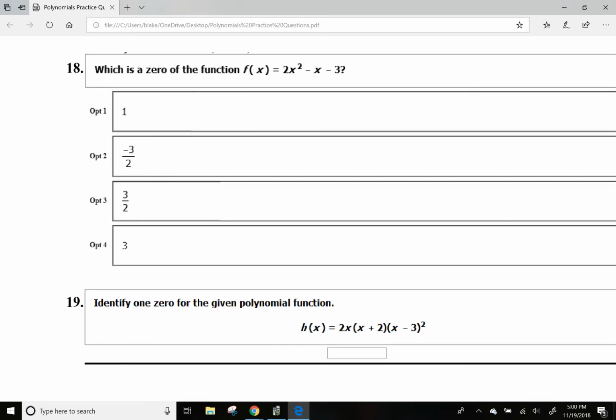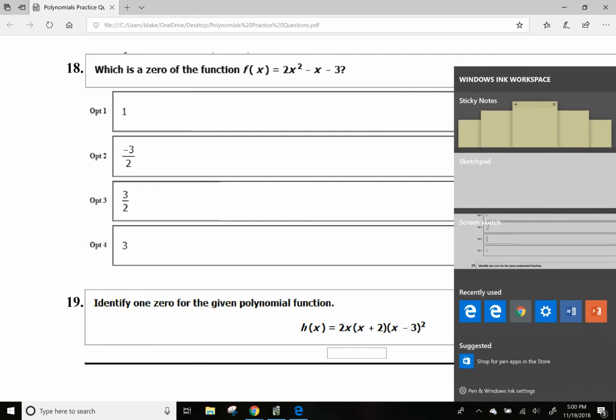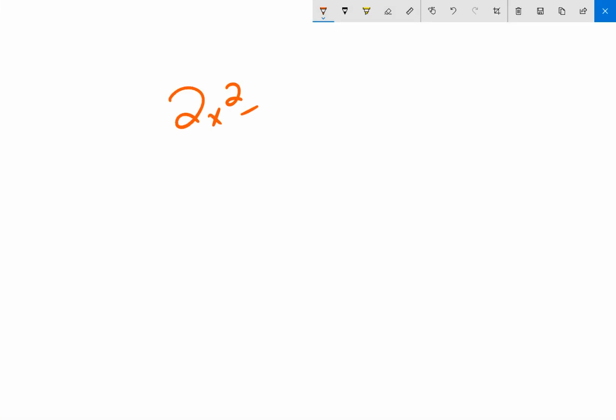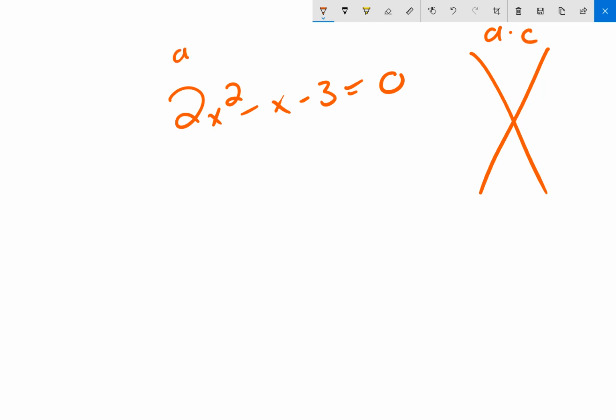Number 18, we're going to factor it. So which is a 0 of the function. So I'm just going to factor it. So we have 2x squared minus x minus 3. So to factor this, I'm going to use product and sum. So a times c. A is 2 and c is -3. 2 times -3 is -6. And then b, which goes on the bottom, b is -1. So I'm looking for 2 numbers that multiply to -6 and add to -1. And so those 2 numbers would be a -3 and a +2.